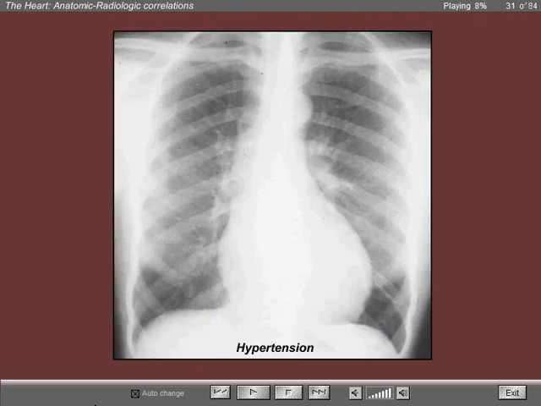This is the heart of a hypertensive patient. Note rounding and enlargement of the free wall of the left ventricle. Also, there is a minimal prominence of the thoracic aorta. In this patient, the left ventricle is enlarged as a result of pressure hypertrophy.